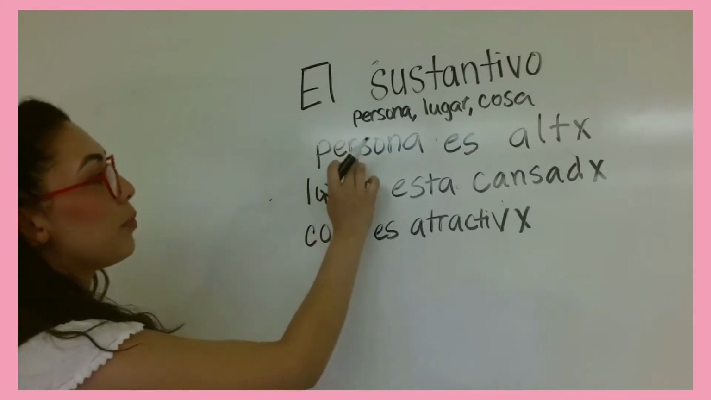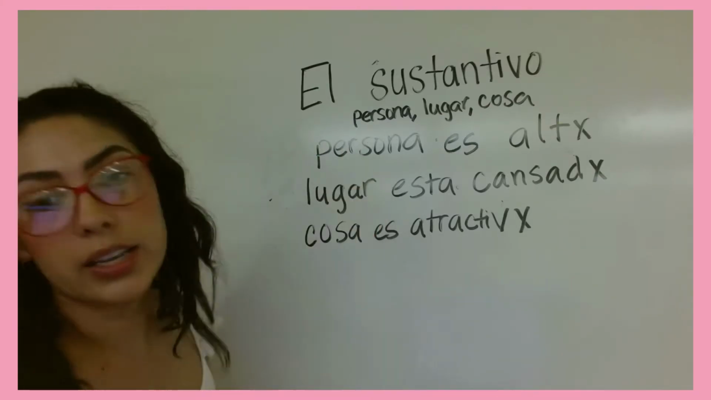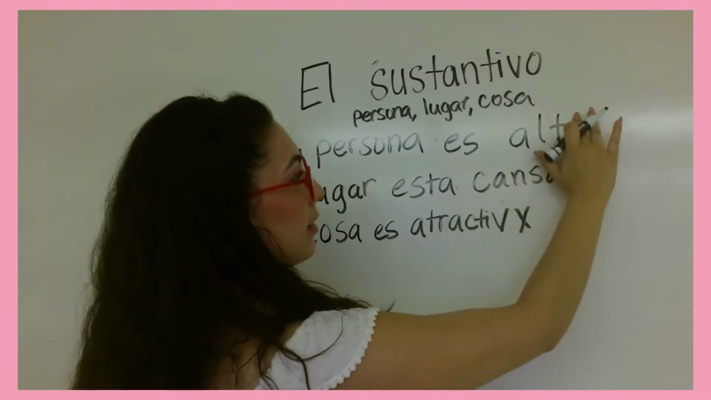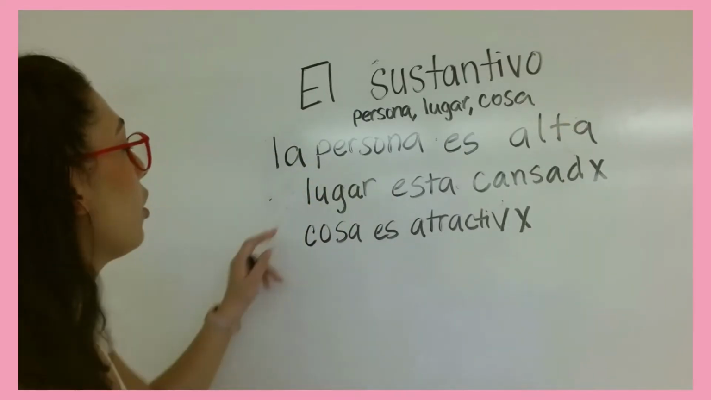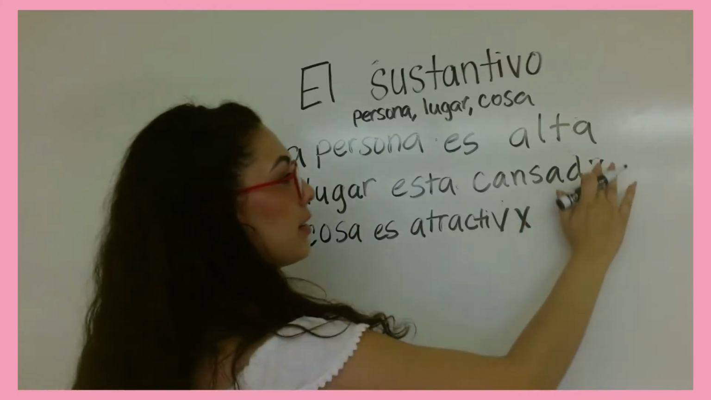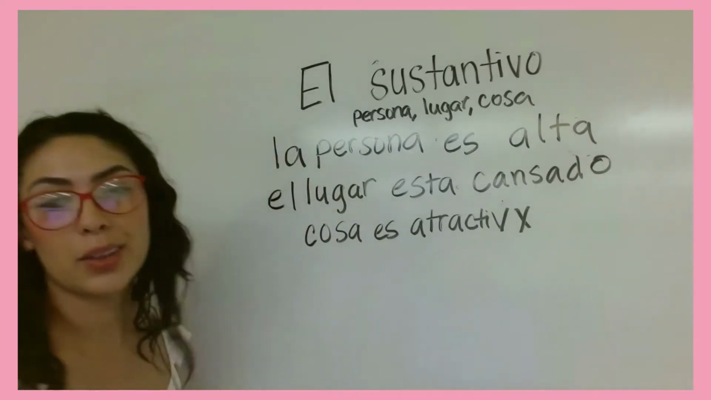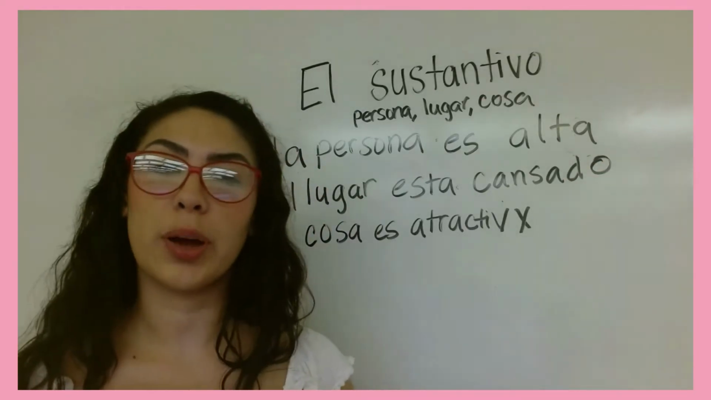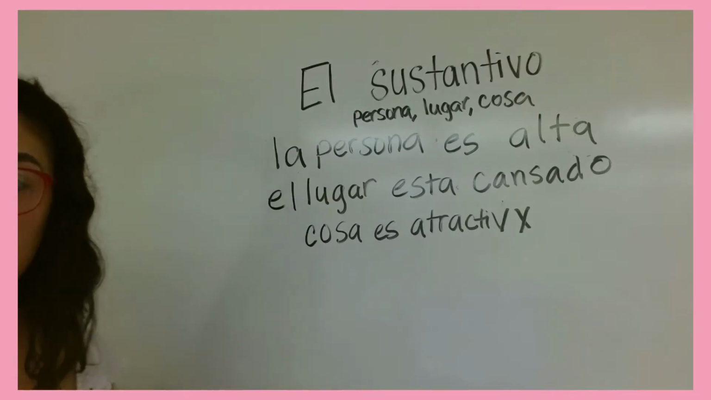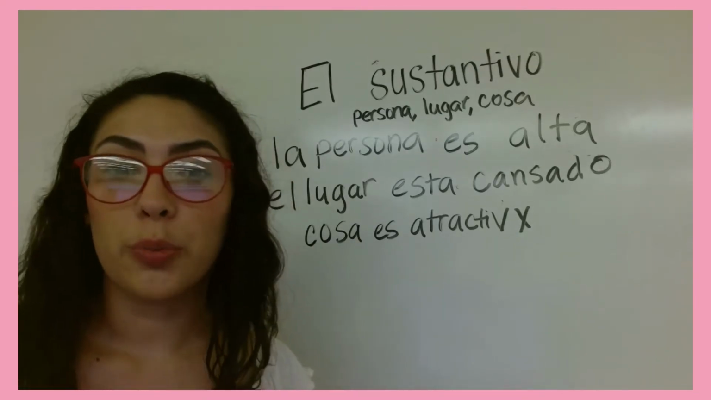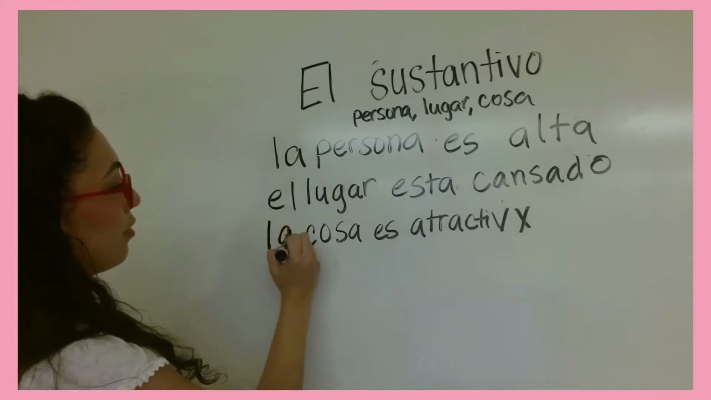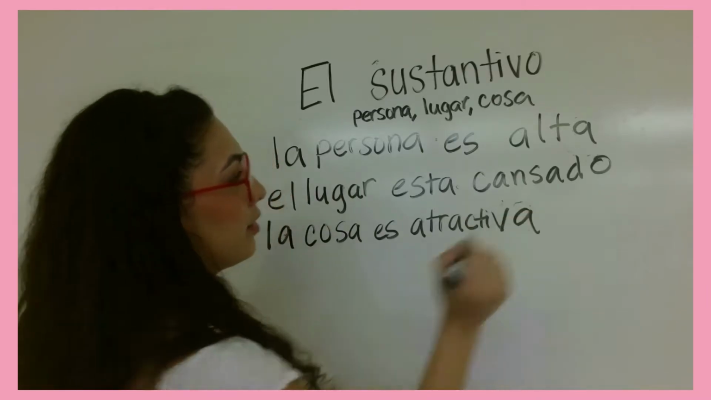But we know that persona is a feminine noun. So, la persona es alta. Okay? Lugar is a masculine noun. El lugar está cansado. The place is tired. We don't go there anymore. That place is tired. The thing is attractive. The thing could be anything here. Blonde hair, glasses. That thing is attractive. So, la cosa es atractiva.